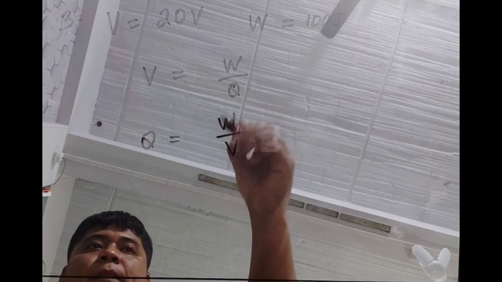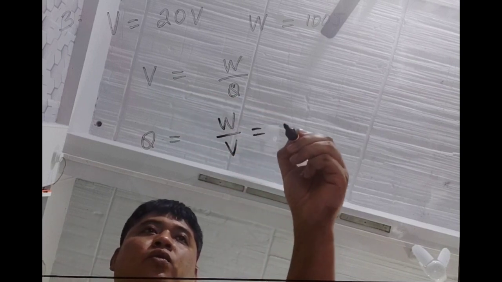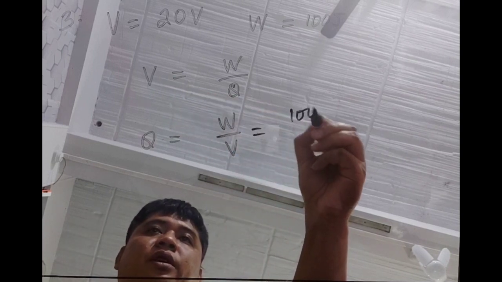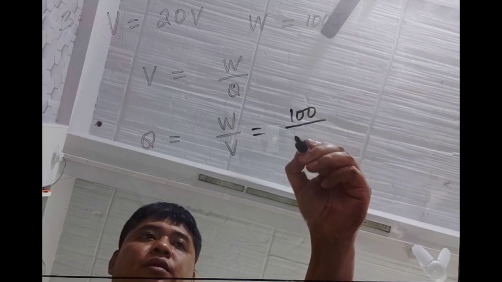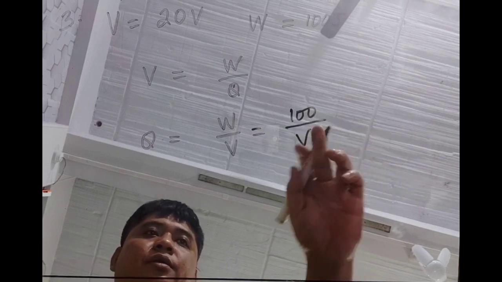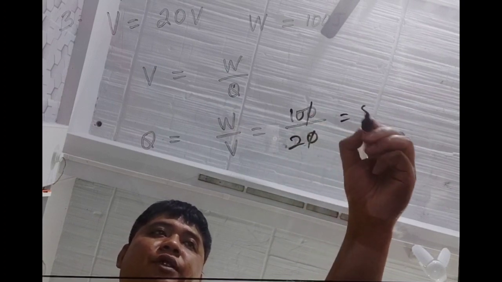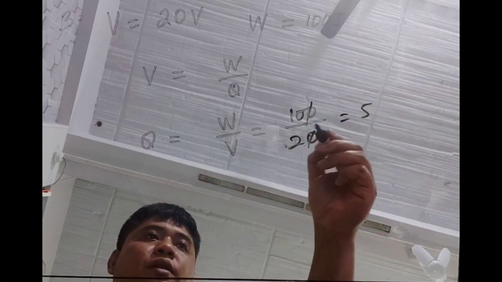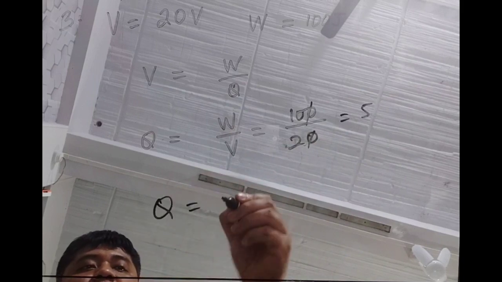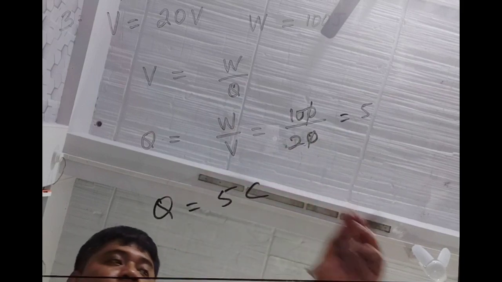Work done is 100 and the potential difference V is 20. 2 5s are 10. So we get the amount of charge is 5 coulomb. Then we can go to question number 4.